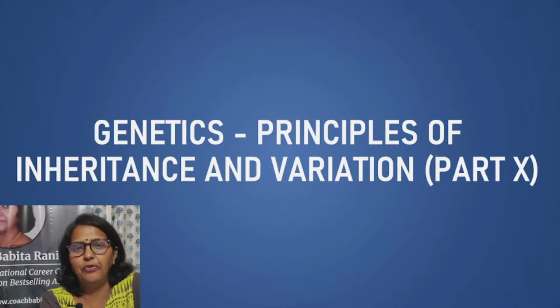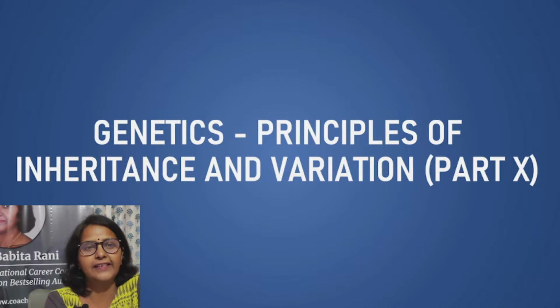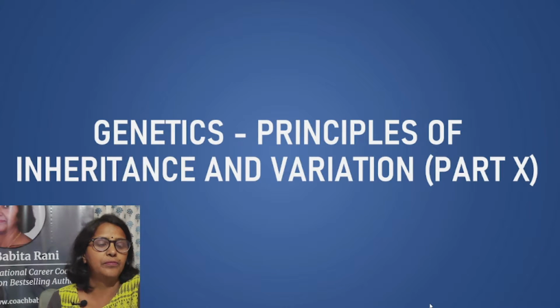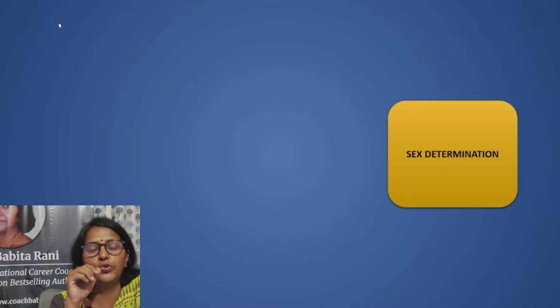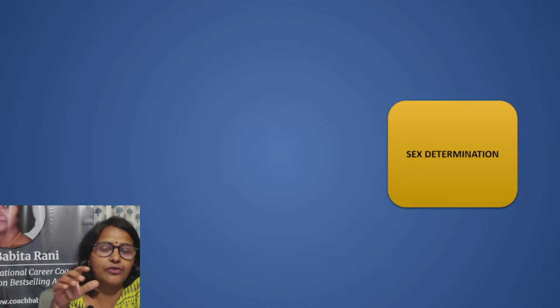Good morning everyone. Today we will study the sex determination in animals. This is another part of the chapter Principles of Inheritance and Variation. So how is sex determined in most of the organisms? In different organisms we have two sets of chromosomes.